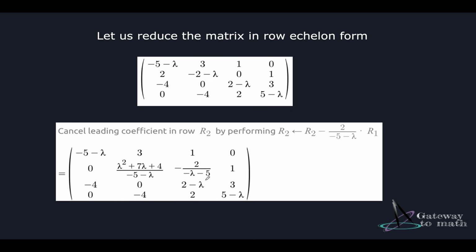Okay, so let's start. The first operation that I'm performing is R2 minus 2 upon -5 minus lambda times R1, inserting it in R2. The new value of R2 equals 0, lambda square plus 7 lambda plus 4 upon -5 minus lambda, -2 upon minus lambda minus 5 and 1 respectively.